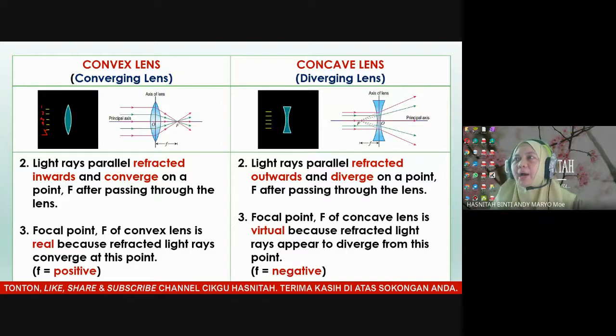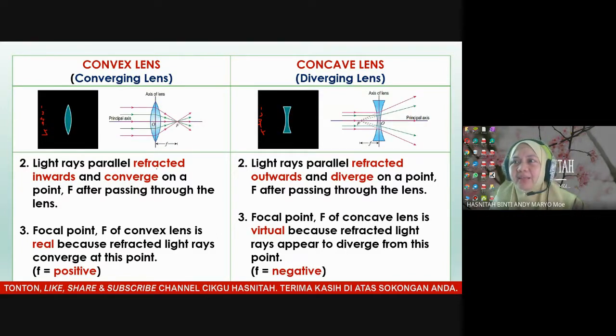Meanwhile, for a concave lens, if you look at this animation, again all these five parallel lights, after passing through the lens, you can see that they diverge out. It diverges, so we say it is a diverging lens. All right, so the points here you can highlight or fill up the blank spaces in your module.